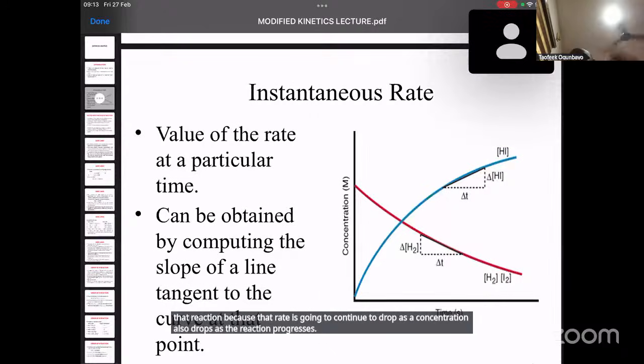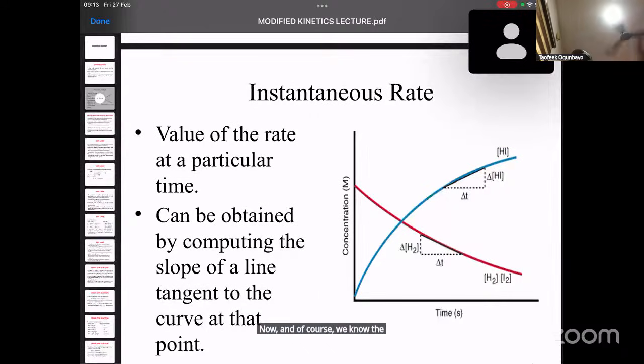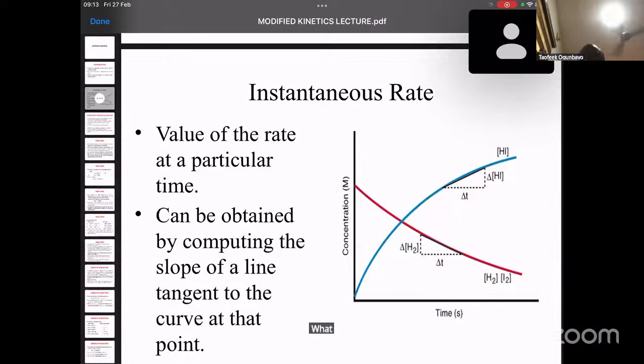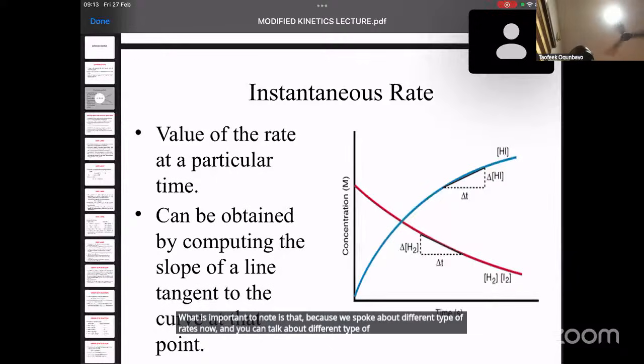And of course, we know the reason for that. Remember the kinetic theory, the collision theory: the number of collisions determines the rate of reaction, and the higher the concentration, the higher the collision rate. But that's not what is important here. What is important to note is that we can talk about different types of rate because rate of reaction changes as the concentration changes.